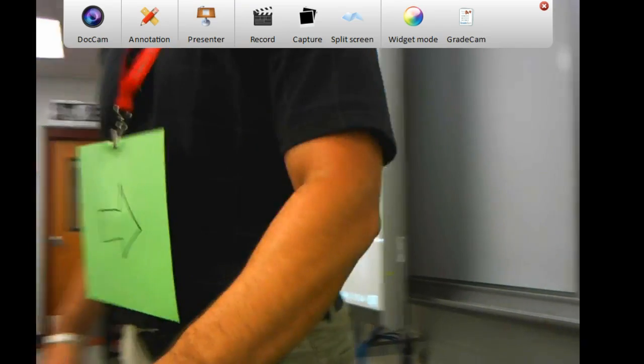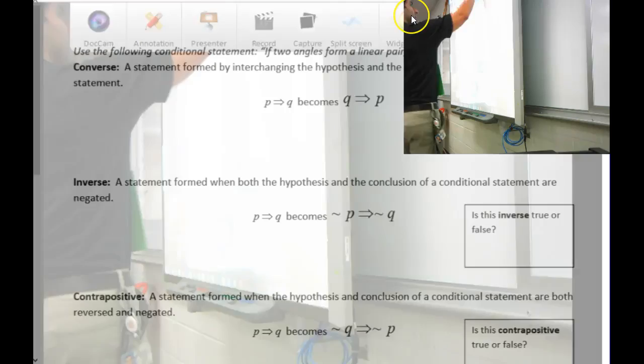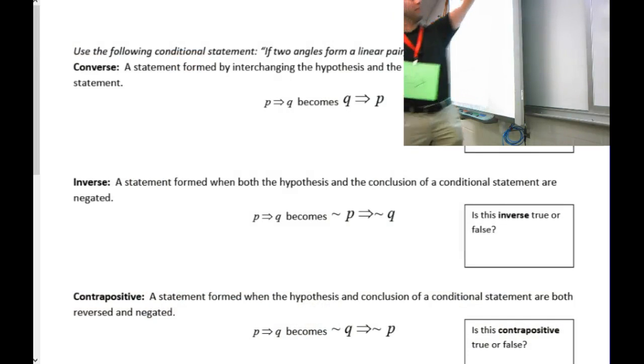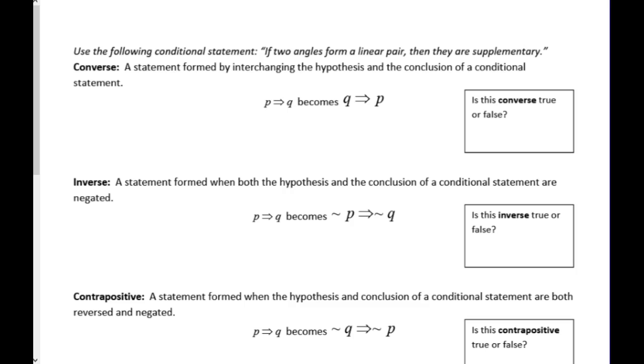All right? Now, here's the deal. For this, I'm going to show y'all some hand signals so you can remember this stuff. We're going to learn converse, inverse, and contrapositive, okay? So, let's read this. Converse is a statement formed by interchanging the hypothesis and the conclusion of a conditional statement. Now, if you read that and you understood it, that's great. But if you didn't, I'm going to make it memorable, okay? So, notice how it says P arrow Q becomes Q arrow P. What happened with P and Q? Switched, right?